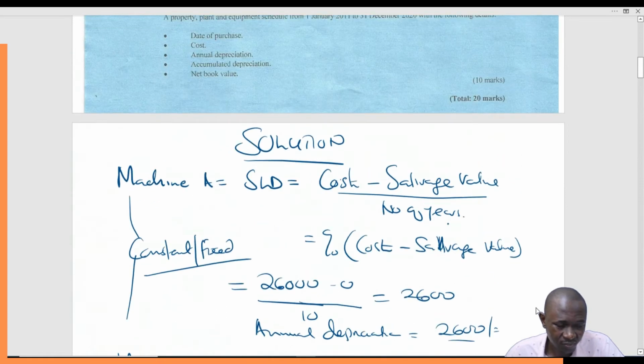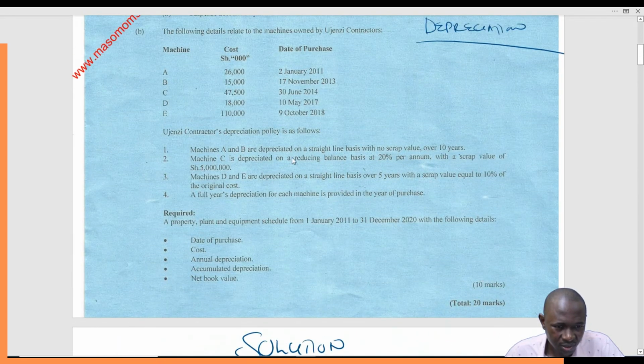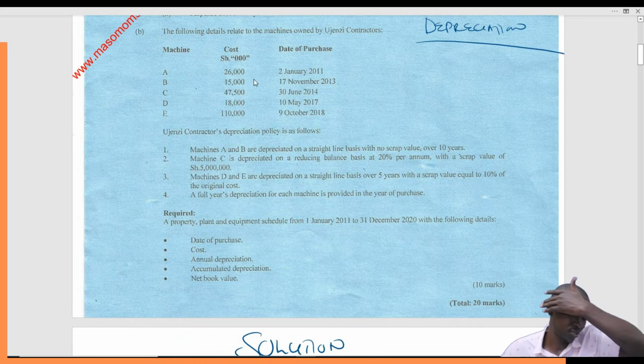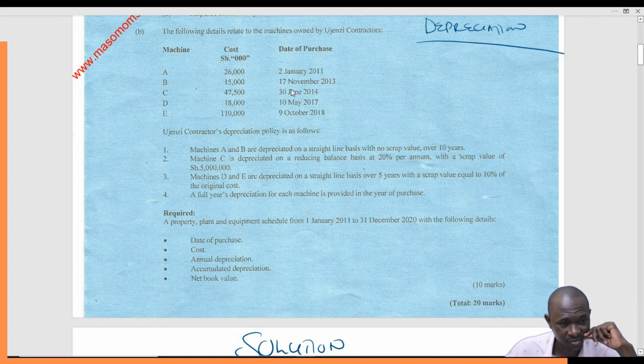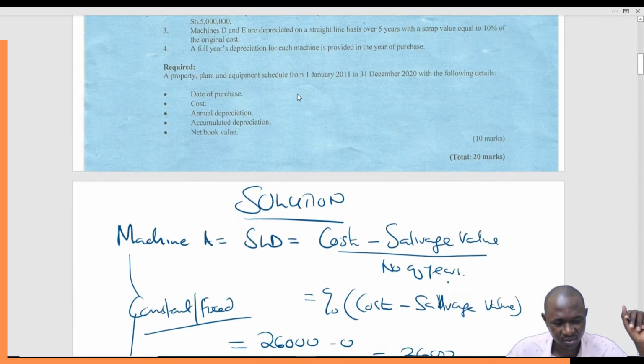So 2014, which asset was added? In June, 47,500. This is asset C. So we'll show the cost, which will just be the 47,500, and then continue with the working that we had indicated below. And that started June 2014. The rest stand.